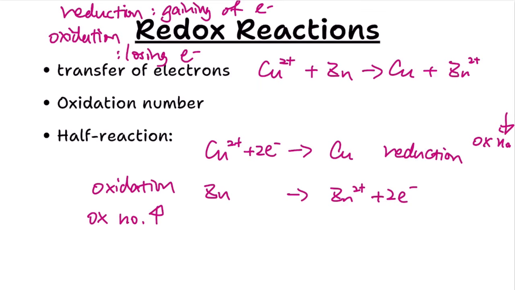So how I calculate the oxidation number is, first off, if this is a single element in the form of an atom, then it has an oxidation number of 0. So for example, zinc will have an oxidation number of 0. In zinc 2 plus, it's in the form of one single ion, so it has an oxidation number of positive 2. So the oxidation number has increased for this half reaction.